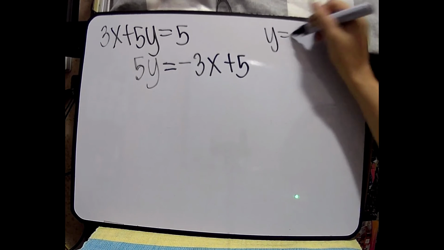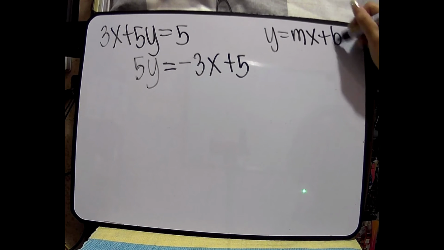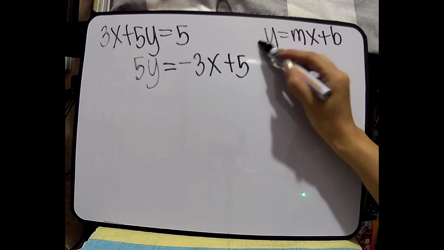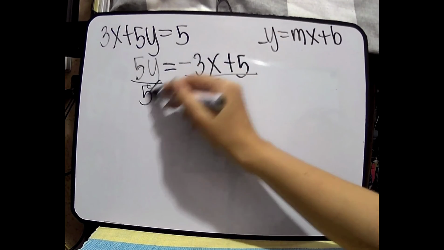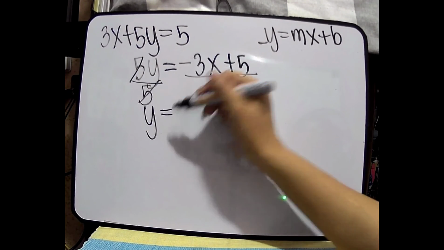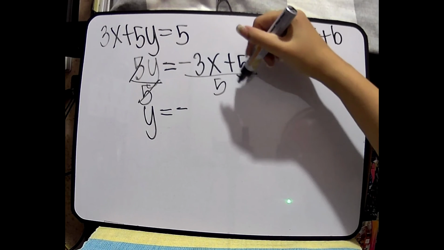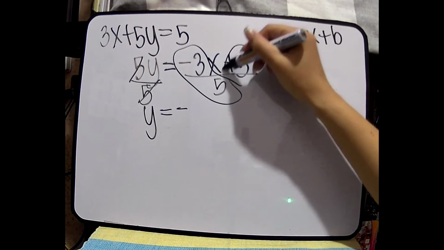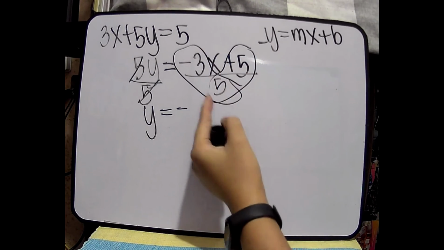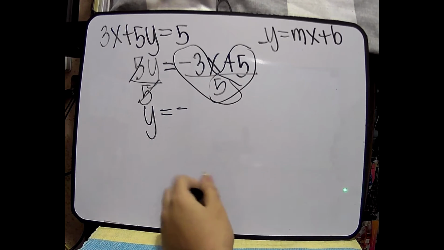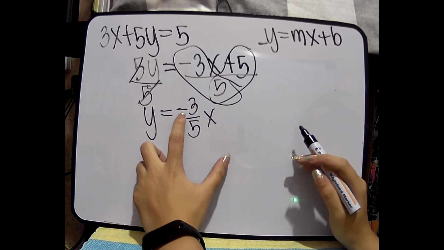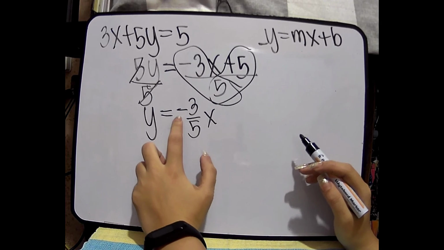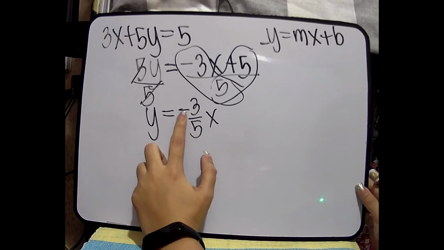And then, dahil nga yung slope-intercept form is y equals mx plus b, kailangan y lang, walang number doon. So, you will be dividing both sides by 5. So, y is equal to negative... dapat magdi-divide tayo dito as well as dito. Hindi pwedeng doon lang sa unahan or sa dulo lang ha. So, let's simplify. So, we have negative 3/5 x. At dahil lowest term na ito, yan na yun.